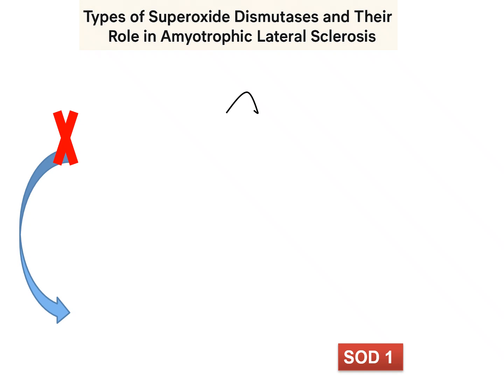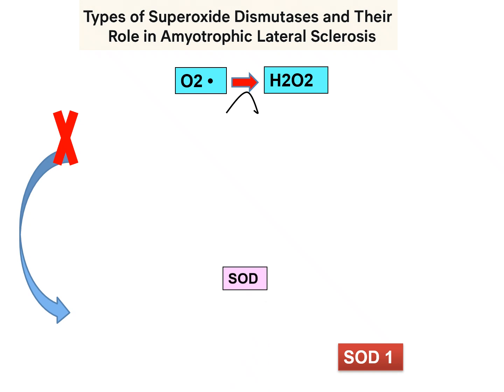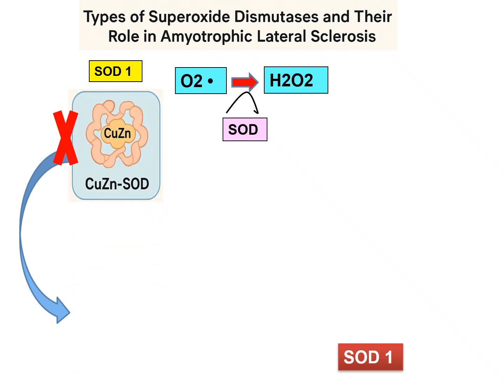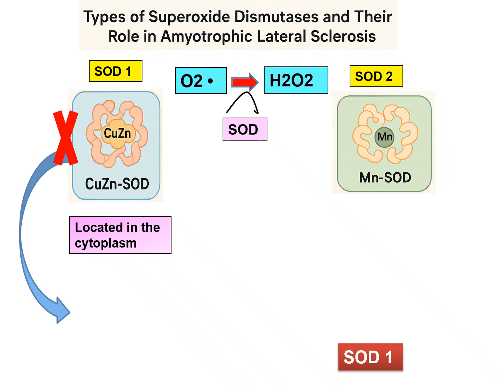Coming to the types of superoxide dismutases and their role in amyotrophic lateral sclerosis. Generally, what is happening? Superoxide anion is converting into hydrogen peroxide in the presence of superoxide dismutase. These superoxide dismutases are of two types: SOD1 and SOD2. SOD1 is copper zinc superoxide dismutase, which is present in the cytoplasm, and SOD2 or manganese superoxide dismutase is present in the mitochondria. So C for C, copper zinc is in the cytoplasm, manganese M for M in the mitochondria.